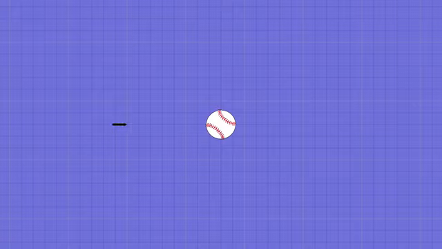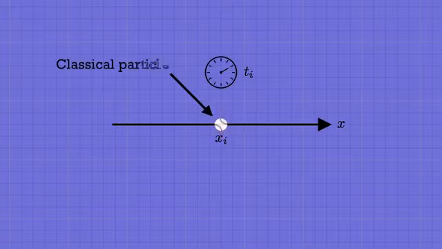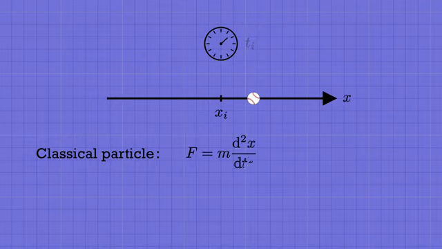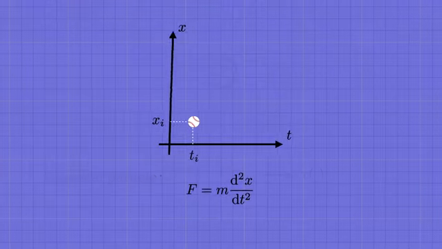So, say we've got a particle that starts out at some position x_i at an initial time t_i. In classical mechanics, our job would be to figure out where the particle is going to be at any later time. We add up all the forces, set that equal to the mass of the particle times its acceleration, and then solve this equation for the position x as a function of the time t.